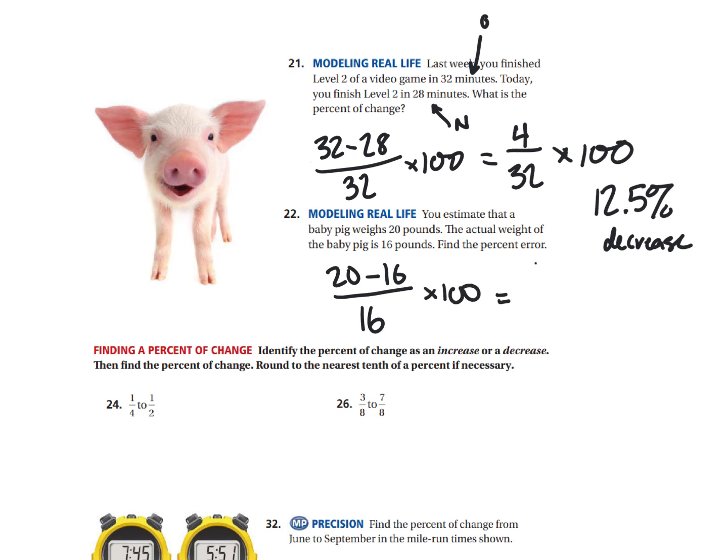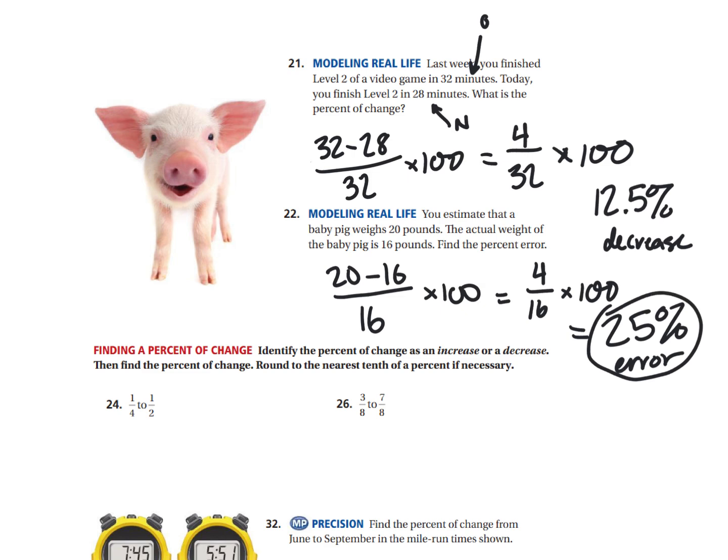Alright, this is going to be equal to 4 over 16 times 100, which gives me an answer of 25%. And for percent error, I just need to write the word error. Okay.